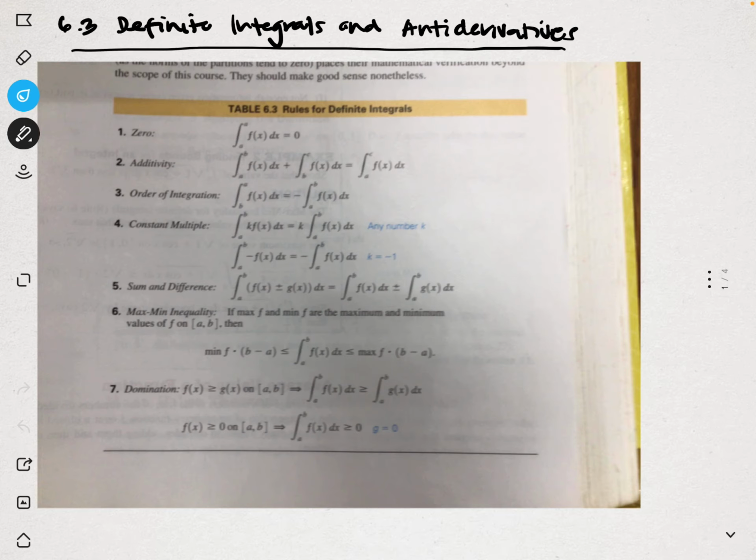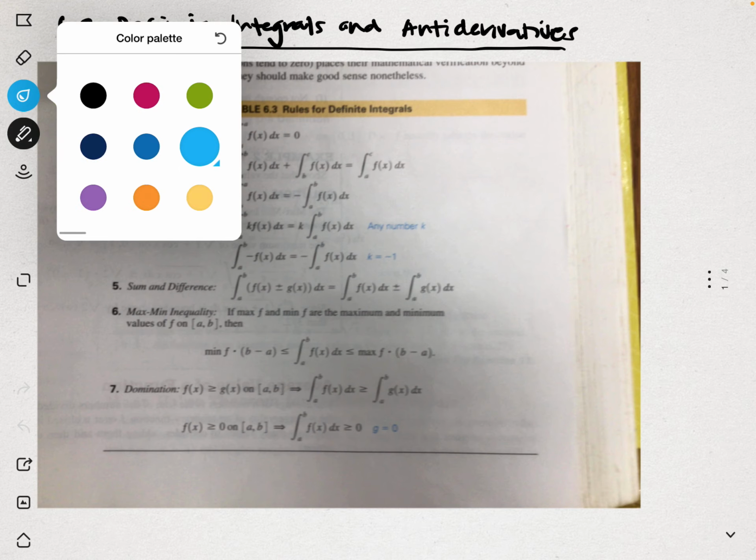Today we're looking at 6.3 definite integrals and antiderivatives. So we're focusing on these rules here. I know they're a little bit out of focus, but we'll just kind of talk about what each of these mean.